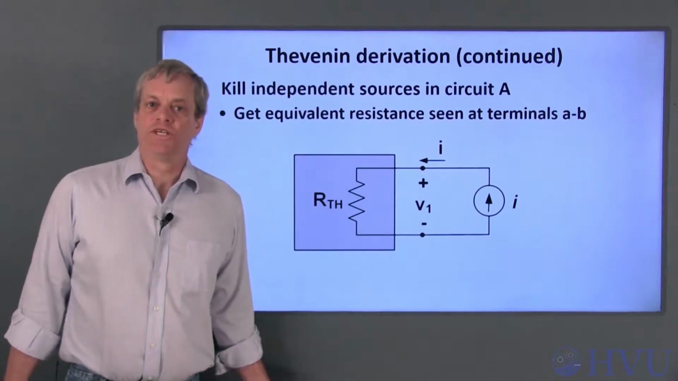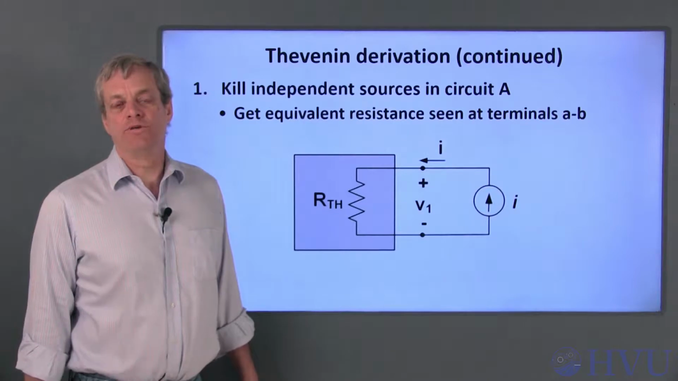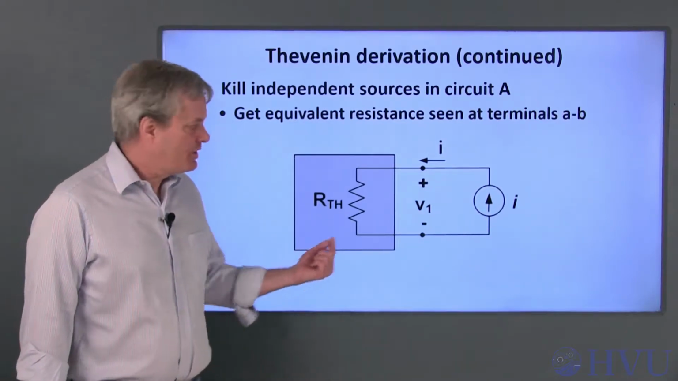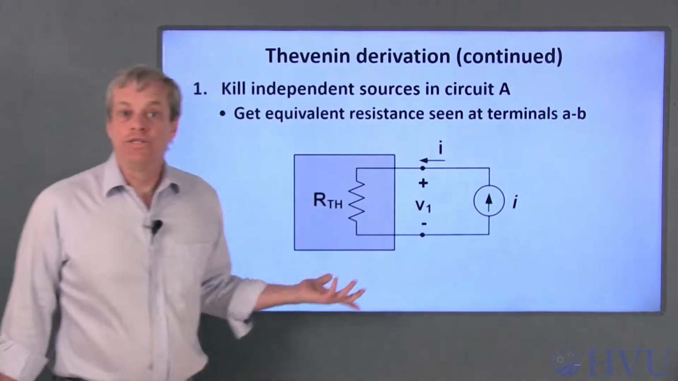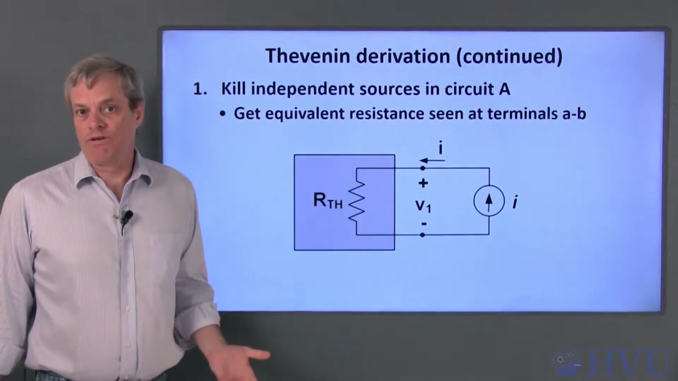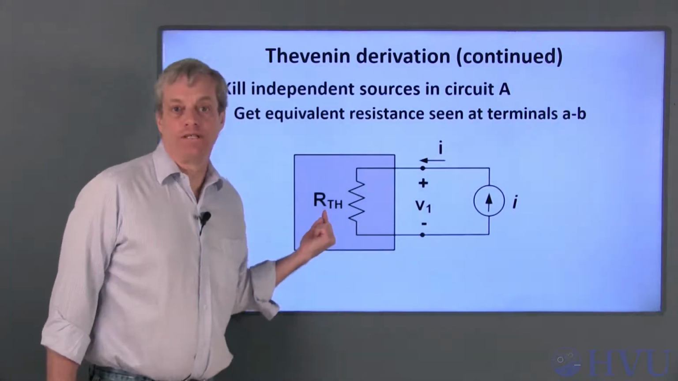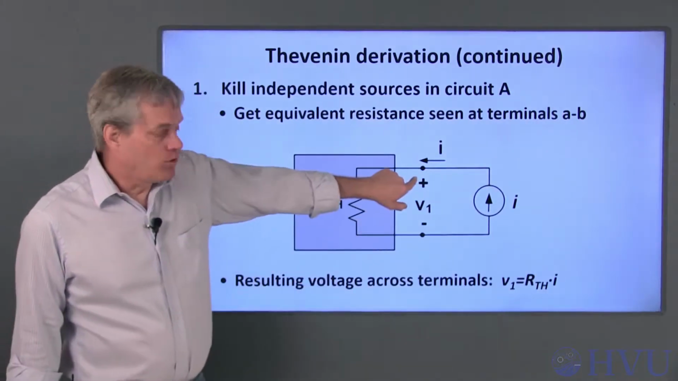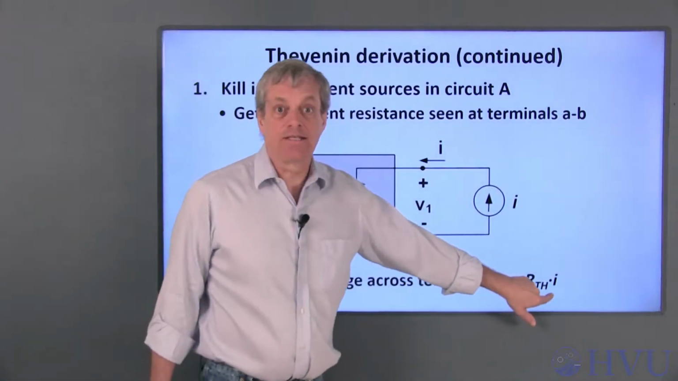Recall that in superposition, we examine the effect of each source individually and then sum up the contributions from all the sources. Our first step then will be to determine the voltage due to this current source I, which I'll call V1. To do this, we kill all of the sources inside circuit A, which leaves a purely resistive network. The equivalent resistance of this network is called the Thévenin resistance, which is represented as RTH. Ohm's law says that the voltage, V1, due to the current source is simply this Thévenin resistance times the current.